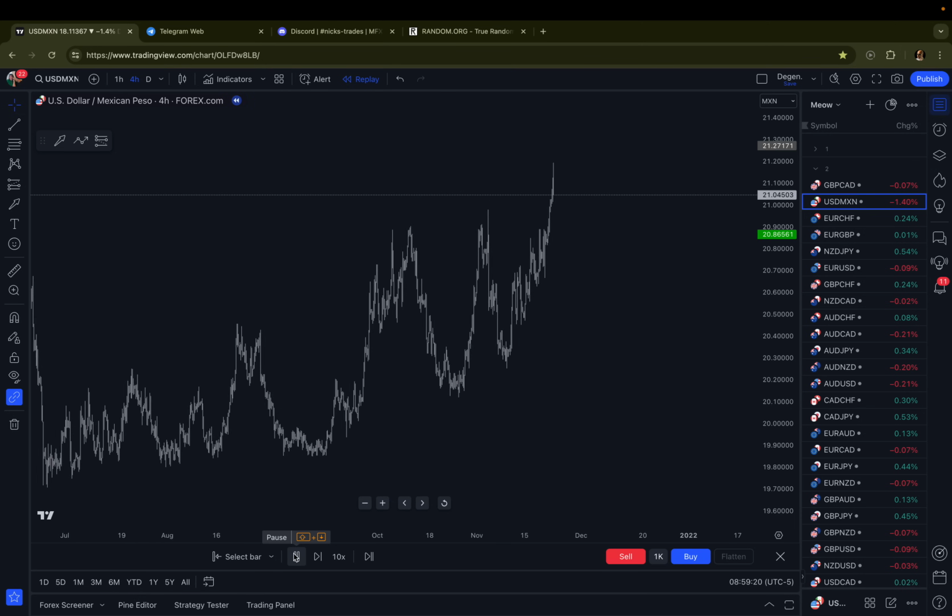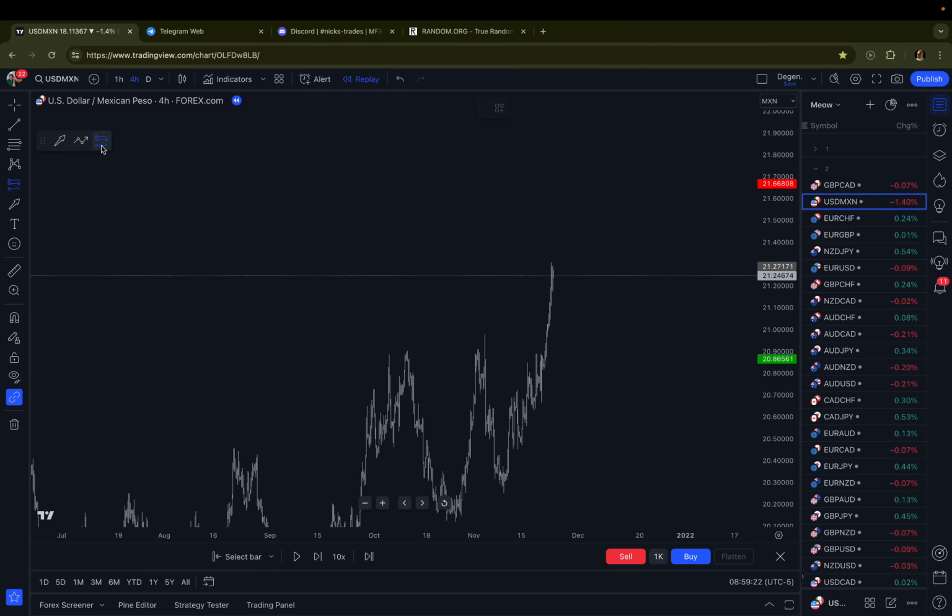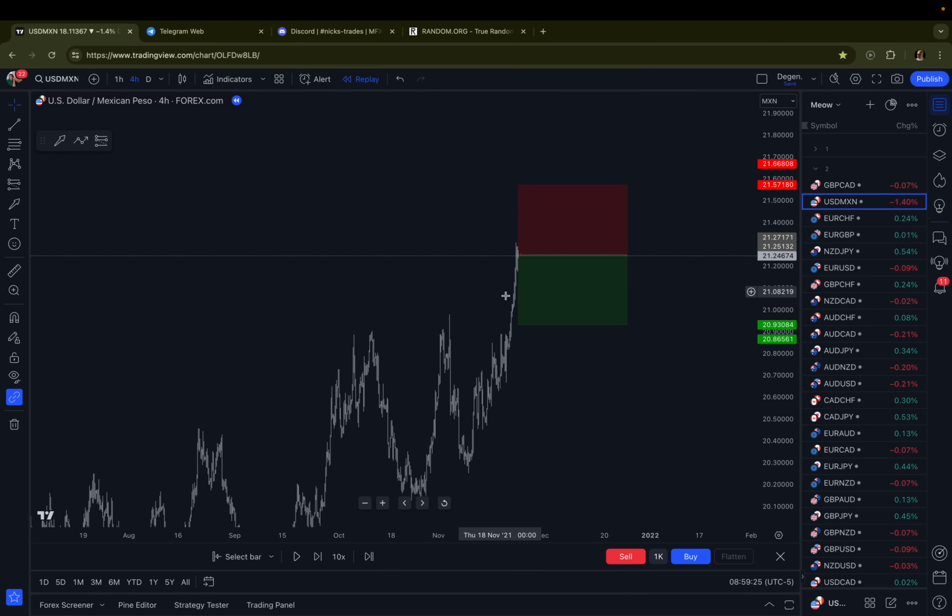A higher high would be sexy. Here we go. All right, I'm going to take this trade. 100K account, $50,000 of risk. Half of the account is at risk.